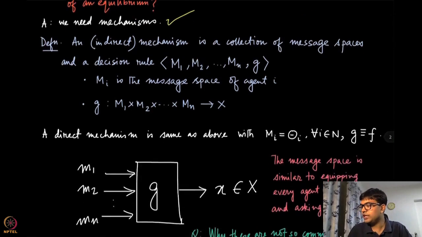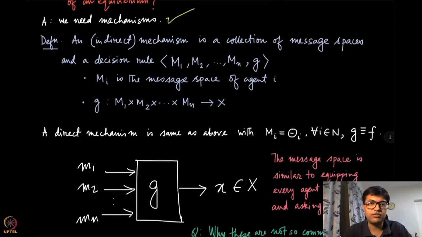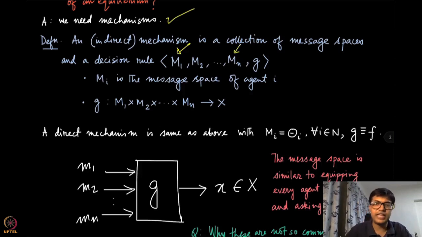So let me formally define what is known as an indirect mechanism. We'll also come back to the direct mechanism very soon. An indirect mechanism is a collection of message spaces and a decision rule. The message space of player I is given by M I, so M1 to MN for each of these N players are the message spaces.